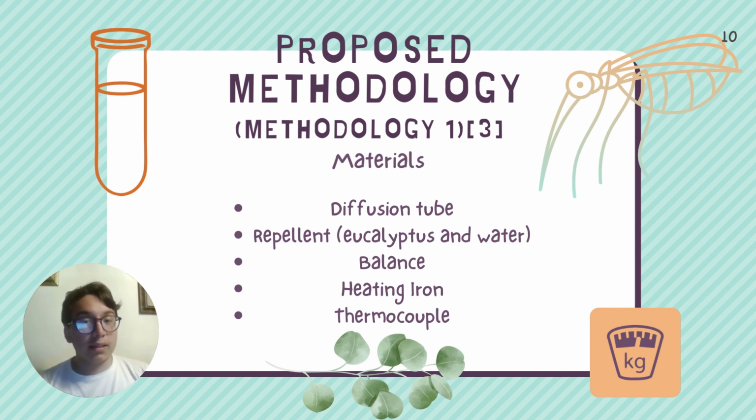Why don't we use the traditional method? In this case, instead of measuring the diminution of volume in the volatile liquid, we are going to measure the mass. The materials are, first, the diffusion tube, then the volatile liquid, a repellent, which in our case was a combination between eucalyptus and water. Then a balance, the structure, and finally a thermocouple.